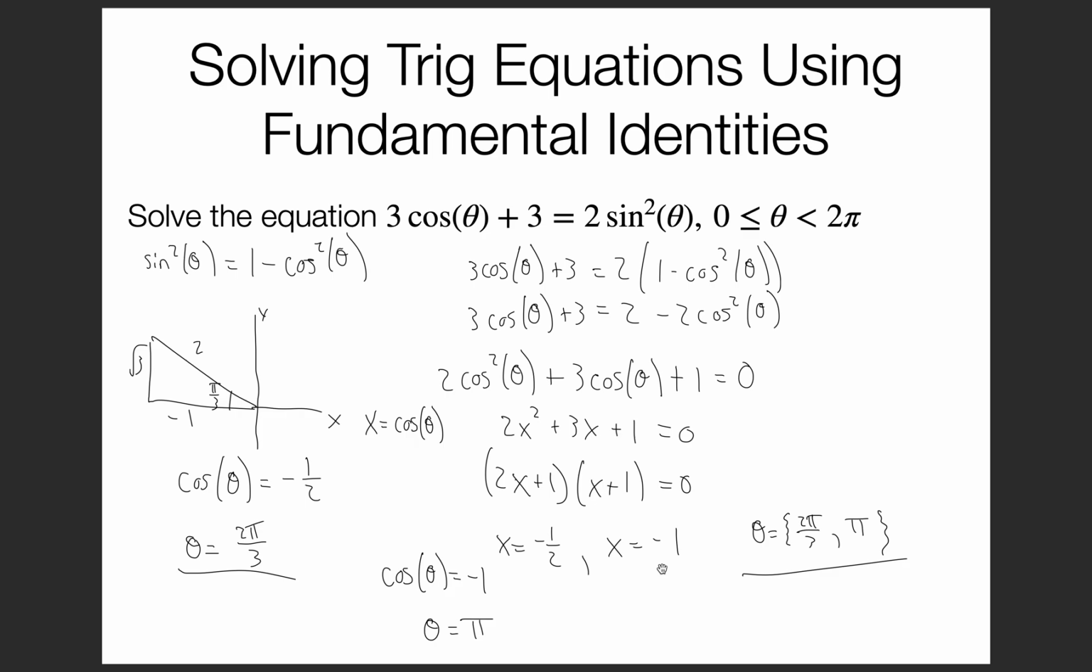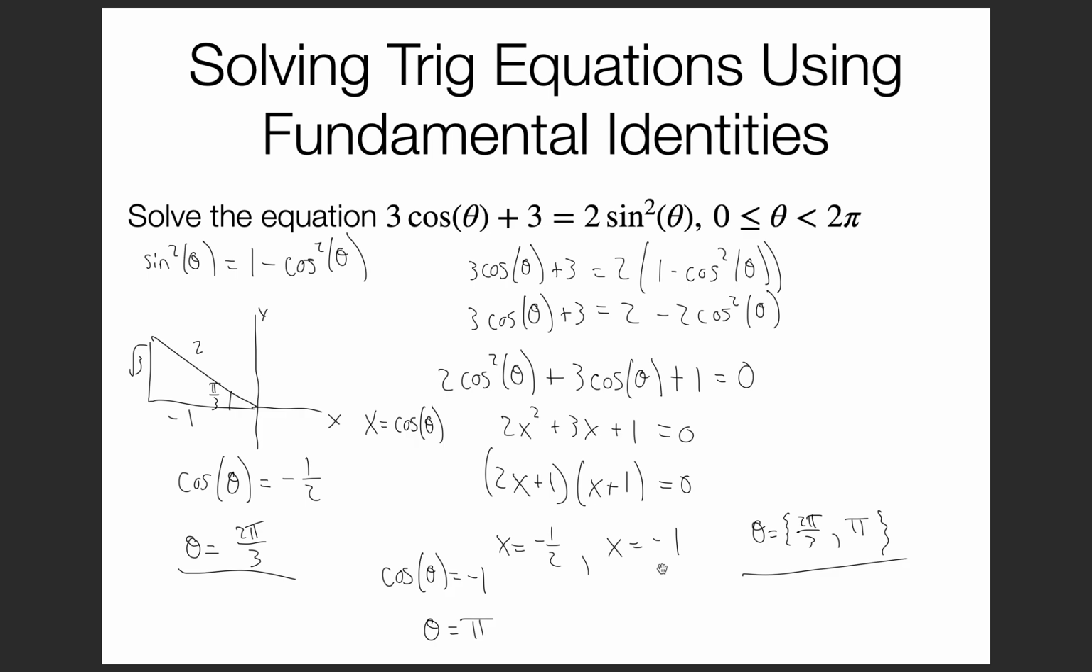All right. Now, those are the two answers that should be there for cosine of theta equals negative a half. What about cosine of theta equaling negative 1? That is another quadrantal angle, okay? And it turns out that that angle is pi. Okay, so pi. And so the final answer, one of which I missed, is 2 pi over 3, 4 pi over 3, and pi.